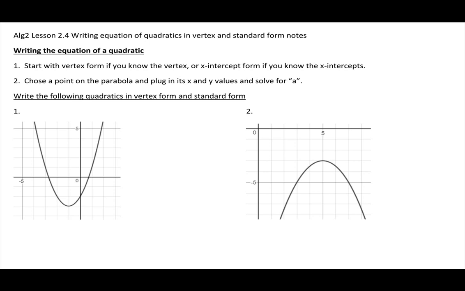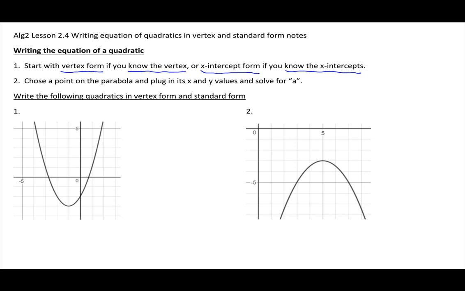All right, when you're trying to find the equation of a quadratic from some sort of information like a graph or some points, the most important thing is to think about what information was given to you. You want to use vertex form if you know the vertex. You want to use x-intercept form if you know the x-intercepts. So depending on what you have, you will use the appropriate equation. Basically, if you know the vertex, use vertex form. If you know the x-intercepts, use x-intercept form, okay?